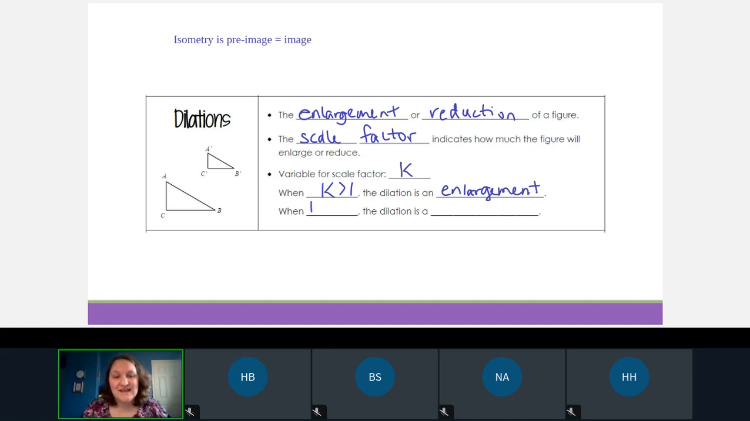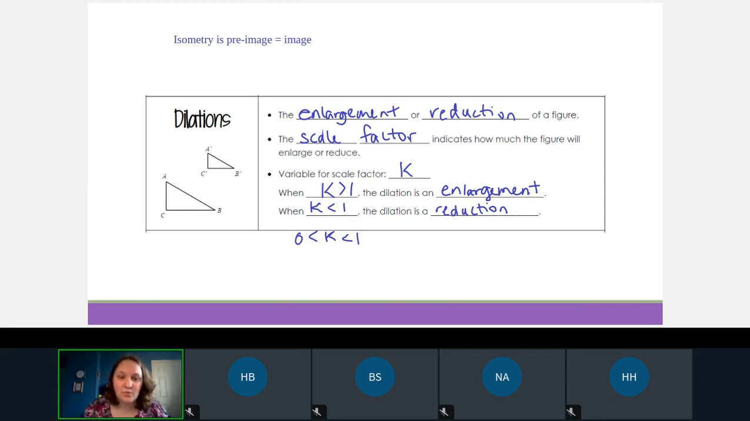And when K is less than 1, then the dilation will be a reduction. Okay. Now your scale factor isn't going to be negative. I mean, technically it could be, but we're not going to work in that world. So really, when I'm saying it's less than 1, I'm saying greater than 0, but less than 1.